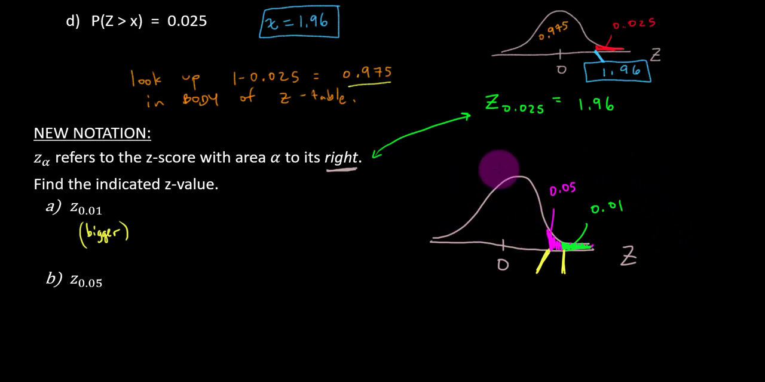Okay, when we go to the table to figure these out, I am not going to look up 0.05 and I'm not going to look up 0.01. I'm going to look up 0.95 and 0.99, because those are the complements, those are the areas to the left of the pink area and green area. So let's go look them up. We're going to get these both done in one fell swoop.